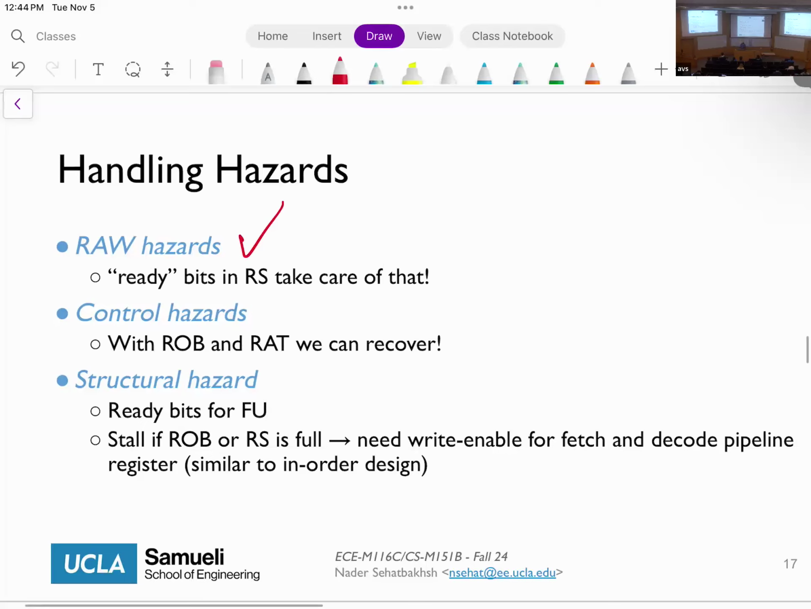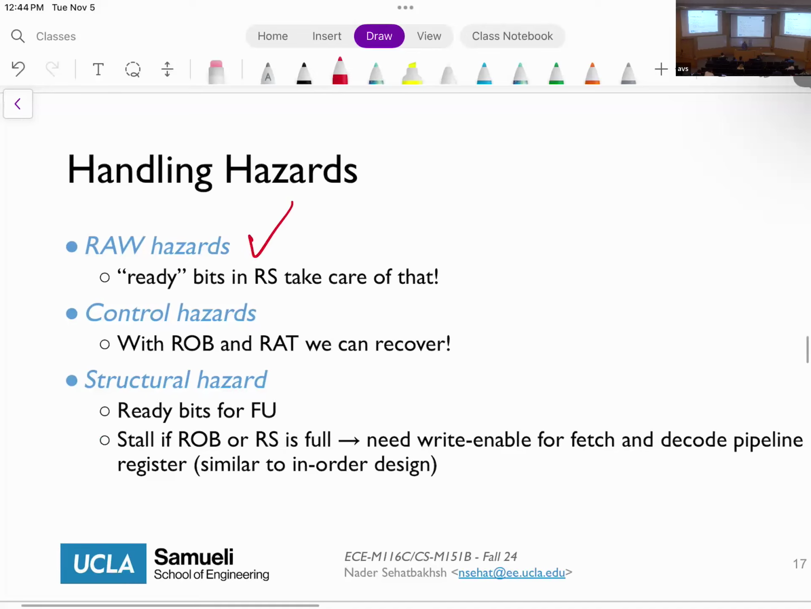So that's good. For control hazards, I just described how we fix it. We have a mechanism for recovery. We do the speculation. We assume that the branch might be taken or not taken. We continue. If we made a mistake, there is a mechanism for us to recover, right? So we need to do all these steps that I just described.